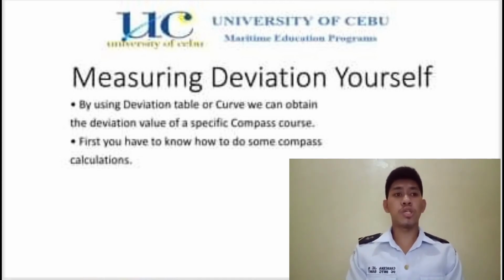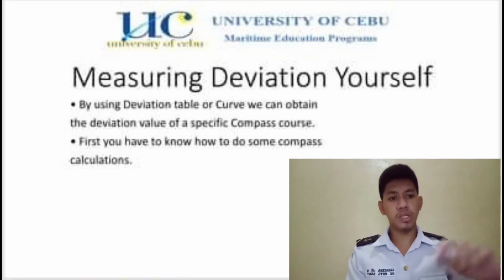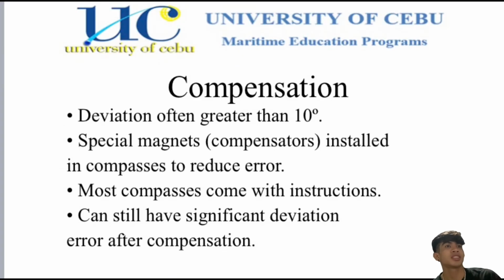Measuring deviation yourself. By using a deviation table or curve, we can obtain the deviation value of a specific compass course. First, you have to know how to do some compass calculations. Compensations. Deviation is often greater than 10 degrees. Special magnets, compensators, are installed in compasses to reduce error. Most compasses with the instructions can still have significant deviation error after compensation.